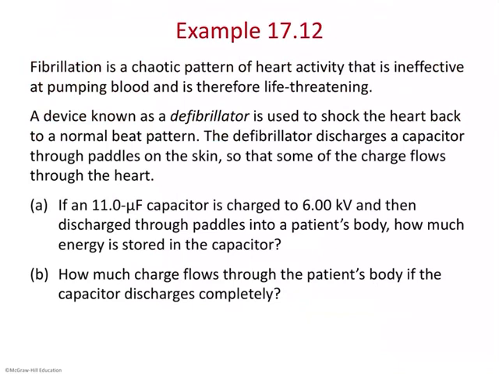All right, so fibrillation is the chaotic pattern of heart activity that's ineffective at pumping blood. You've got this device known as a defibrillator, which is used to shock the heart back to a normal beat. It charges a capacitor through paddles on the skin so that some of the charge flows through the heart. Obviously, it could be very dangerous to put too much. If an 11 microfarad capacitor is charged to 6 kilovolts and then discharged through paddles into the patient's body, how much energy is stored in the capacitor? Then it wants us to figure out how much charge.